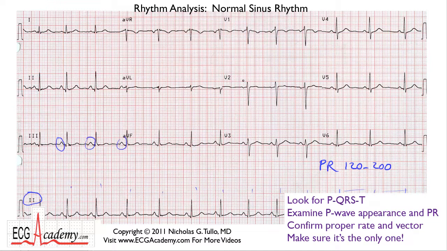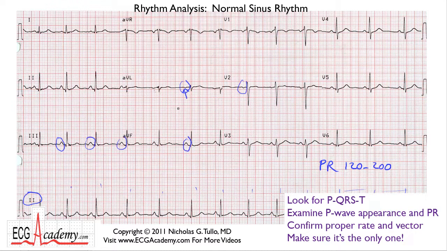But you say to yourself, well, what's the best lead to look at? I mean, if you look over here in AVL, you can barely see a P wave. Are we sure that that's a P wave even? Well, remember, all these lines are going simultaneously. So if there's a P wave here in AVF, then you can say with certainty that this, of course, is the P wave as well.